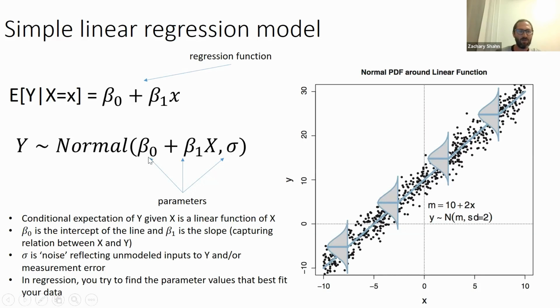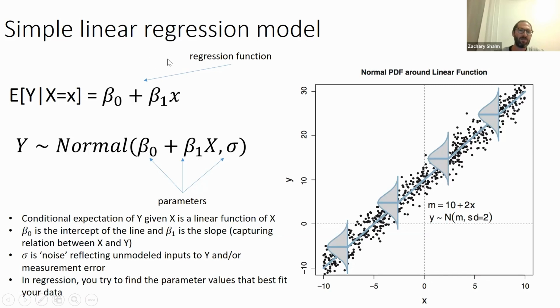So B0 and B1 define a line, together the intercept and the slope of a line. And here's one particular line with intercept 10 and slope 2. And everyone remembers from high school, y equals mx plus b, right? That's what this is, right? So these two parameters define the line in simple linear regression.